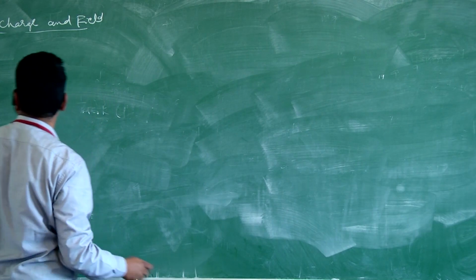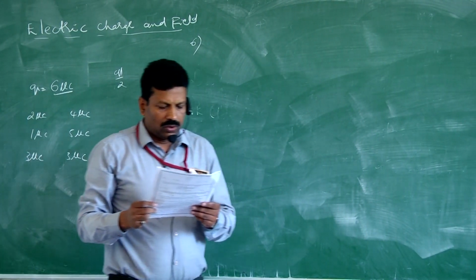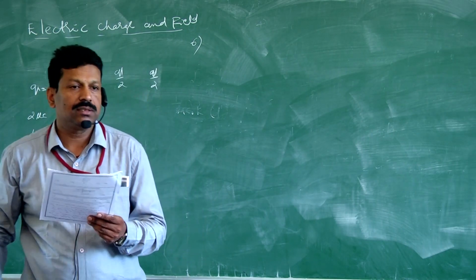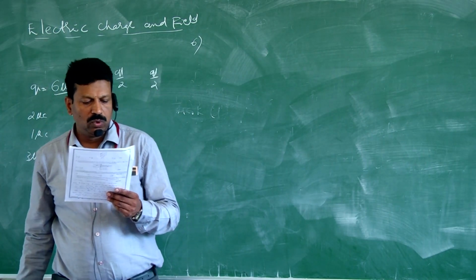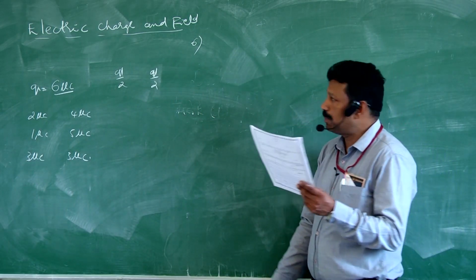Okay, next question. Sixth question. Question number 6. Two pith balls, each of mass 30 milligram, are suspended by two threads from a support.